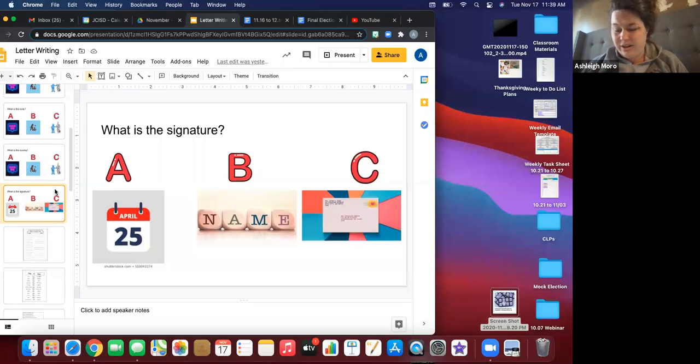So what's a signature? Is a signature a date? Is it the name of the person writing? Or C, is it the address of the person you're sending it to? Mr. Omir and Mr. AJ are saying B. Destiny, do you agree that it's the name of the person who's writing the letter? She does. She says B. So yeah, signature is the name that lets people know who wrote the letter.